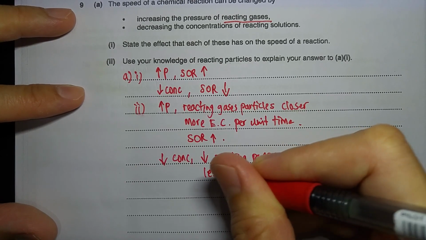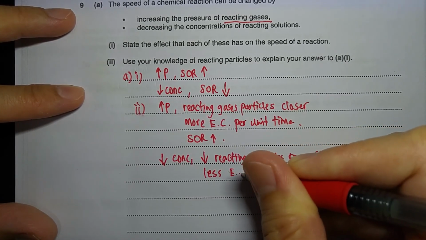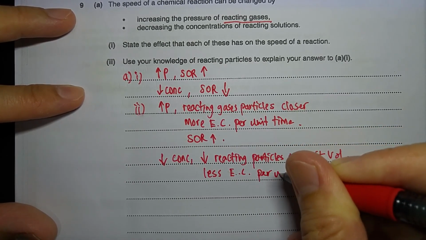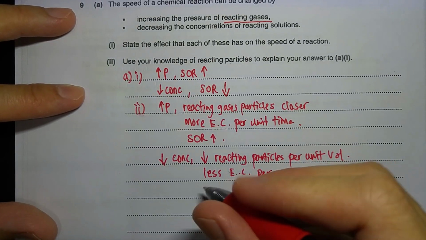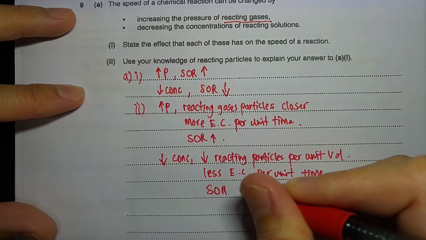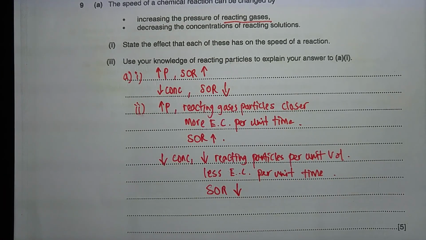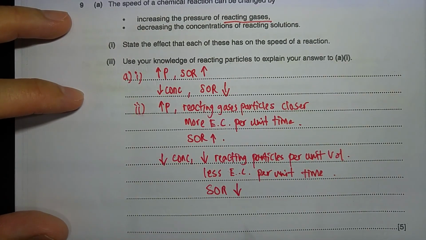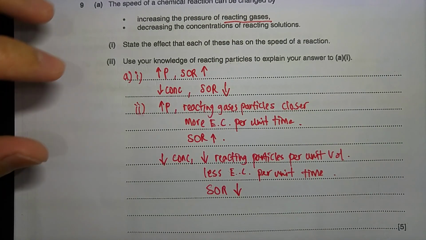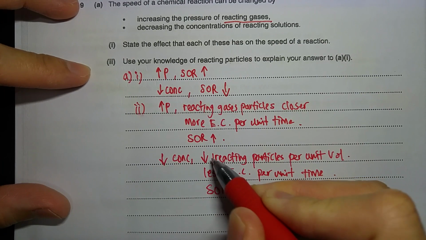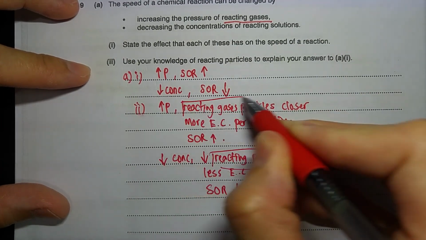lesser effective collisions per unit time, and then slower speed of reaction. Okay, so when you try to explain all those factors affecting speed of reaction, actually the only difference is this part, this and this.